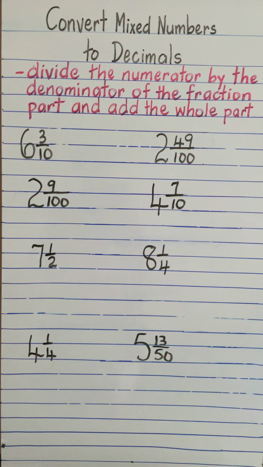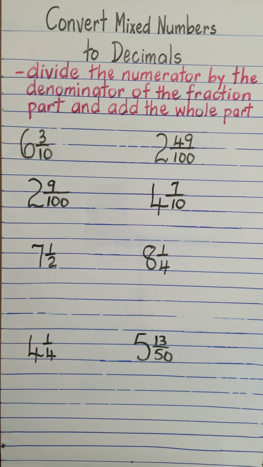Today we are converting mixed numbers to decimals, and to do that we divide the numerator by the denominator of the fraction part, and then we add the whole part. So let's get into our first example, 6 and 3/10.